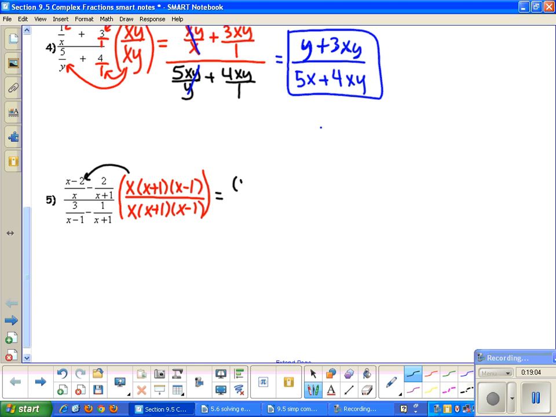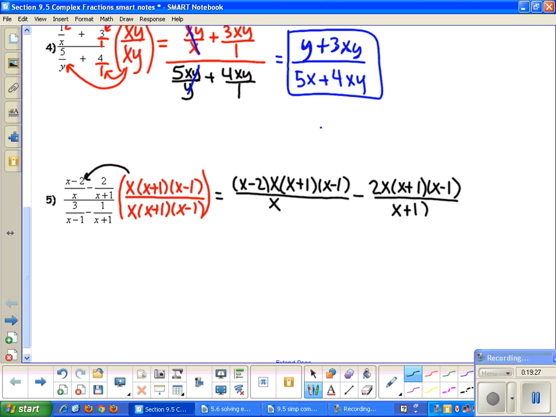So that's going to be equal to x minus 2 times x plus 1 times x minus 1 all over x. And then we have minus 2 times x plus 1 times x minus 1 all over x plus 1. That's just my numerator. Now I'm going to do this part right here and multiply it by that.